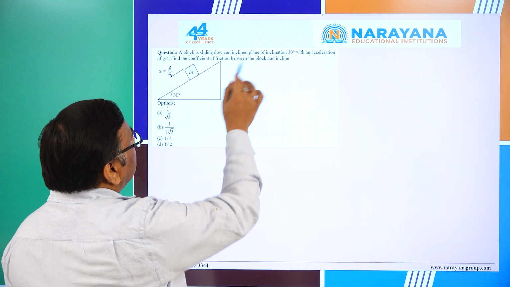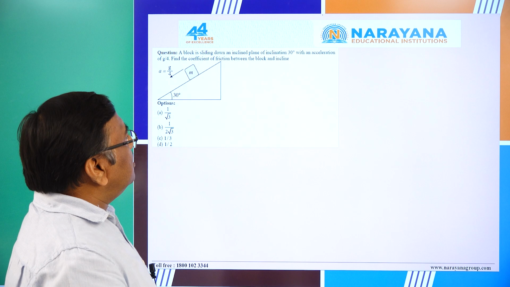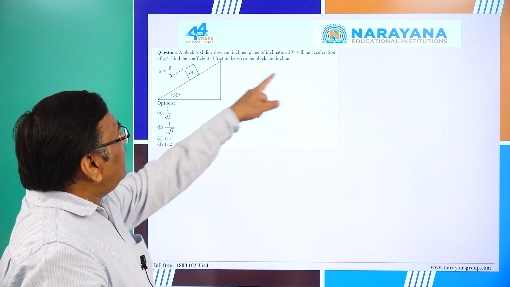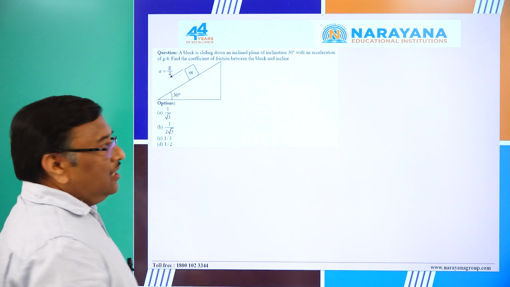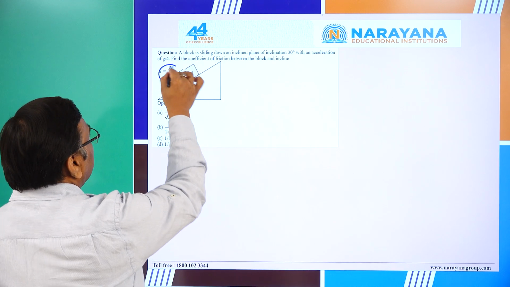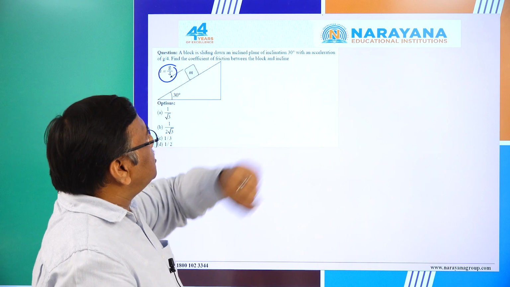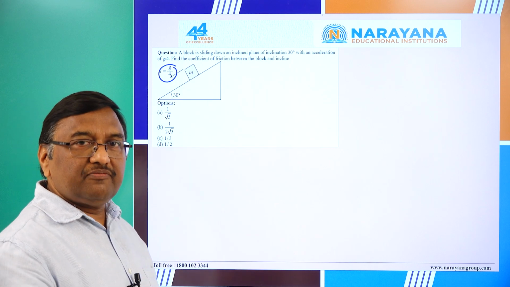Here you can see a block is sliding down an inclined plane of inclination 30 degrees, obviously with the horizontal as shown in the diagram, with an acceleration of g by 4. The acceleration of this body is given to be g by 4, that is the net acceleration. Find the coefficient of friction between the block and the inclined surface.